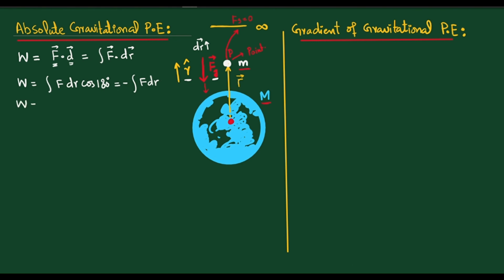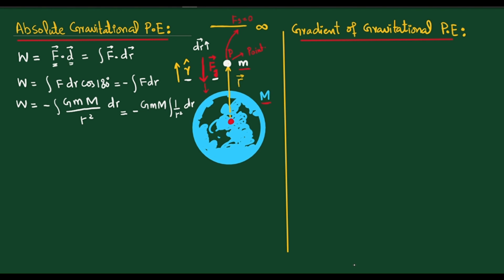Now the work done is equal to minus integral. The force, by Newton's gravitational law, is capital G, small m, the mass of the object, capital M, the mass of Earth, divided by r square, and dr. The capital G, the mass of the object, and the mass of the Earth are constants, and we will take them out of the integral. Our equation will become minus capital G small m capital M integral 1 by r square dr.